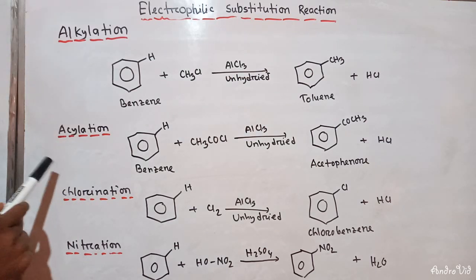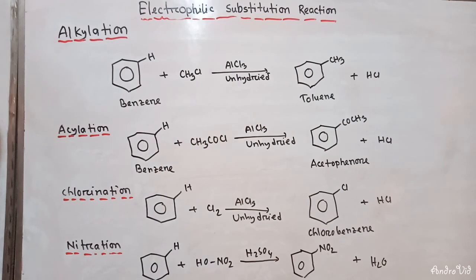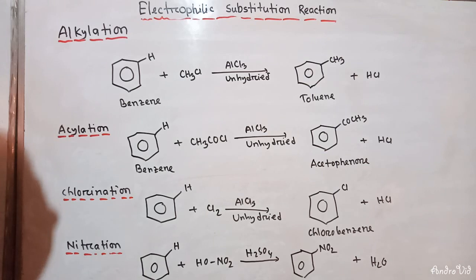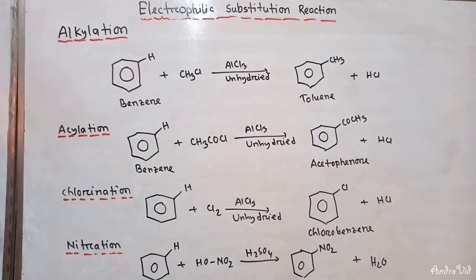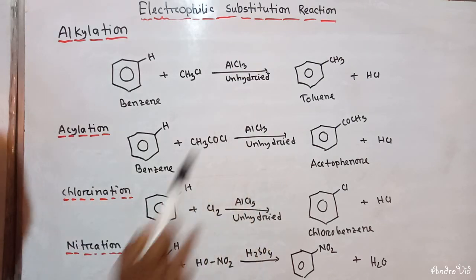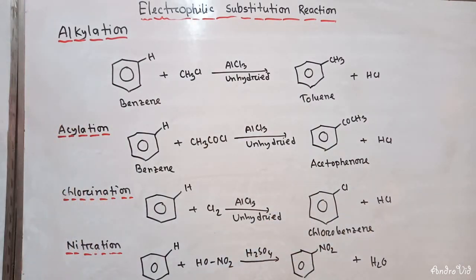In case of acylation, benzene reacts with ethanoyl chloride in presence of anhydrous AlCl3 to produce acetophenone as well as hydrochloric acid. In case of chlorination, benzene reacts with chlorine in presence of anhydrous AlCl3 to produce chlorobenzene as well as hydrochloric acid. In case of nitration, benzene reacts with nitric acid in presence of sulfuric acid to produce nitrobenzene as well as water.